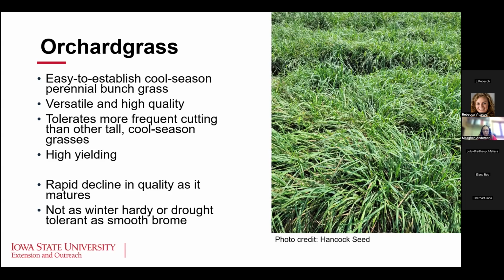It's very high yielding. And then similar to smooth bromegrass, it will have a pretty rapid decline in quality as it matures. And then relatively speaking, it's typically not quite as winter hardy or drought tolerant as smooth brome is going to be. And then one other thing that I notice with orchard grass is this seems to be the grass that I most commonly will see rust on. And so just like with a lot of these species, you want to be careful when you're choosing specific varieties, looking for things that are going to be more tolerant to the most common problems. And so for orchard grass, I always encourage people to look for varieties that will have good rust tolerance.